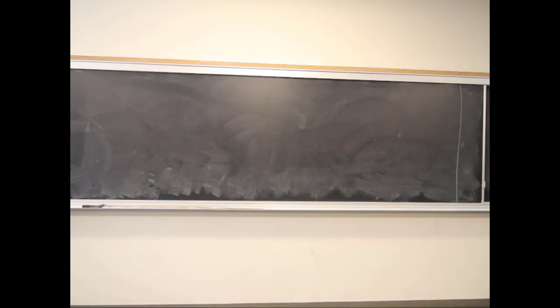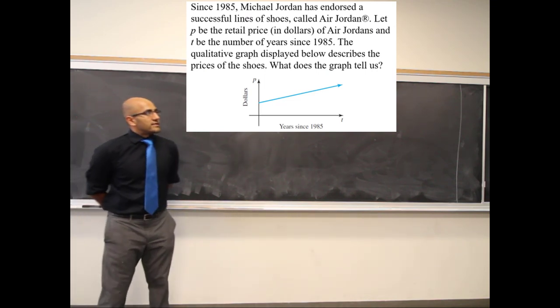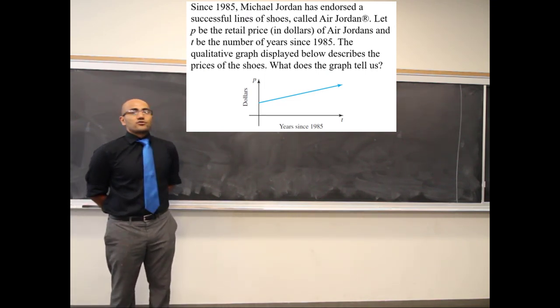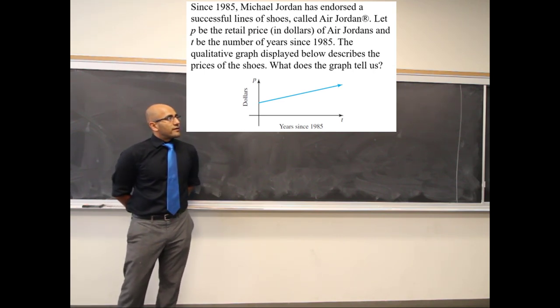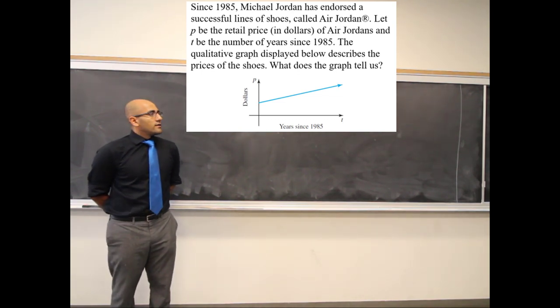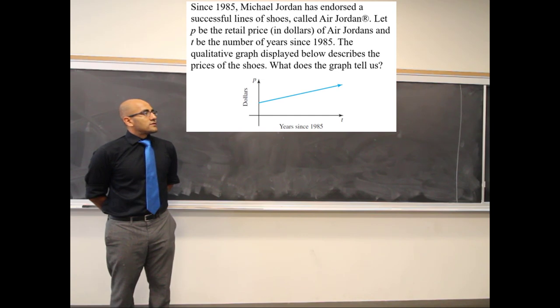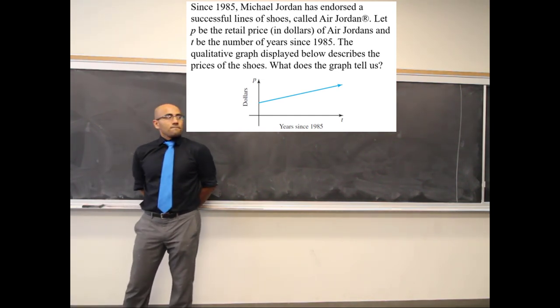So here's an example. Since 1985, Michael Jordan has endorsed a successful line of shoes called Air Jordans. Let P be the retail price in dollars of Air Jordans, and let T be the number of years since 1985. The qualitative graph displayed here describes the prices of the shoes. What does this graph tell us?